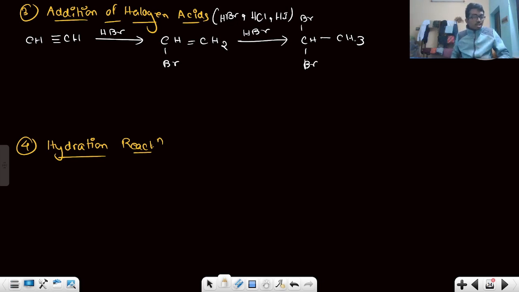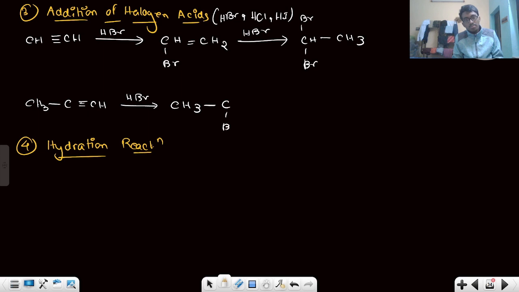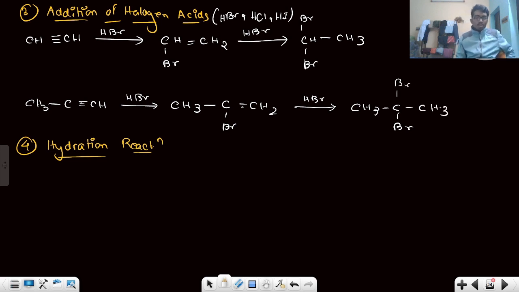Now, if this is not a symmetrical alkyne, then what will happen? Follow Markovnikov's rule, already told. So suppose it is CH3, C triple bond CH. Then in presence of HBr, it will form CH3, CBr double bonded CH2, reacting again with HBr to form CH3, CBr2, single bond CH3. Clear? Following Markovnikov's rule. Done?